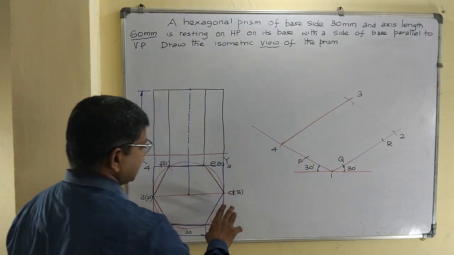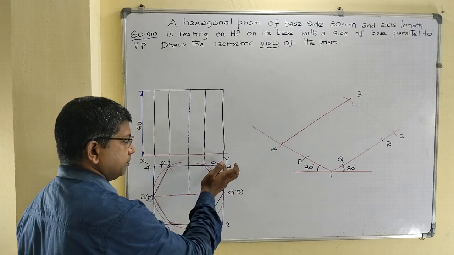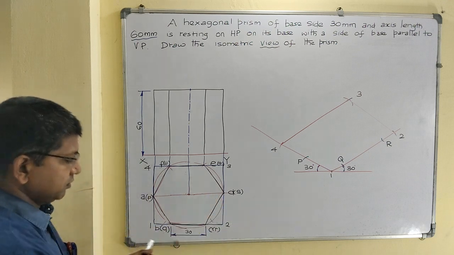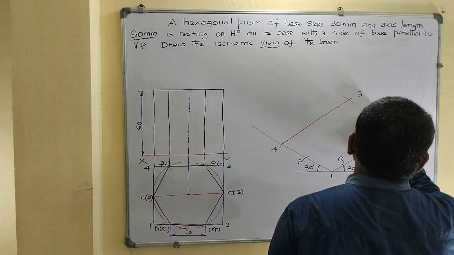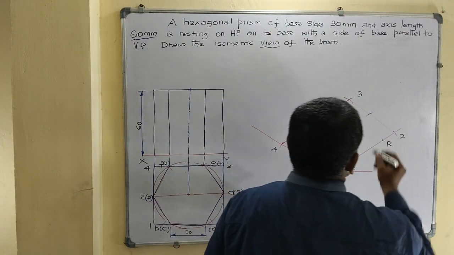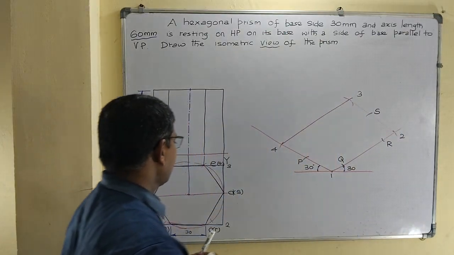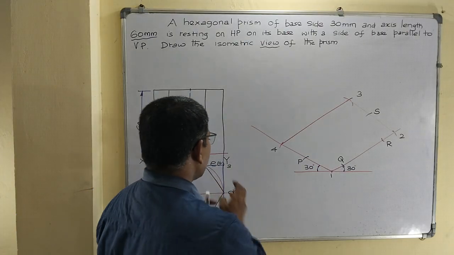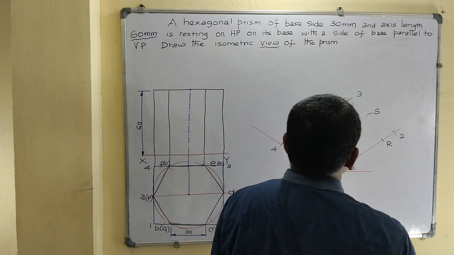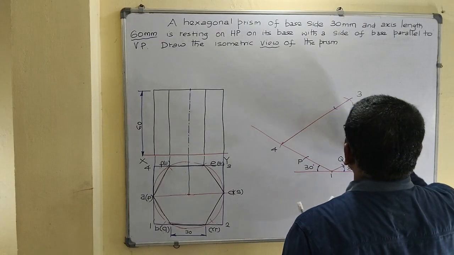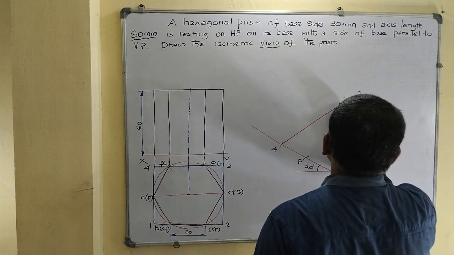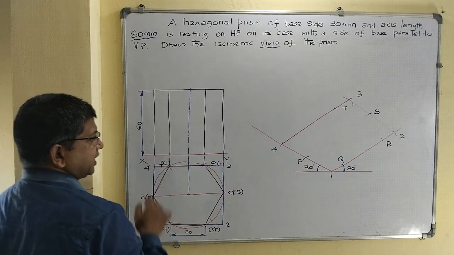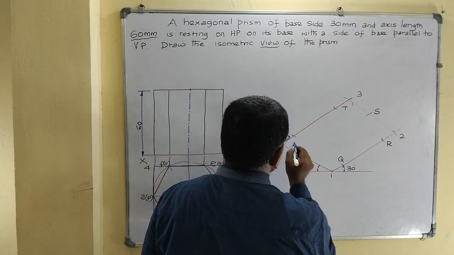Similarly, how to mark the point S? Any one nearest corner point, 3 or 2, as center, the distance as radius. By using compass, draw the arc. Mark the point S. And then next, how to mark the point T? Corner 3 is center, T distance as radius, draw the arc, mark the point T. And then similarly, corner 4 as center, U distance as radius, draw the arc, mark the point U.